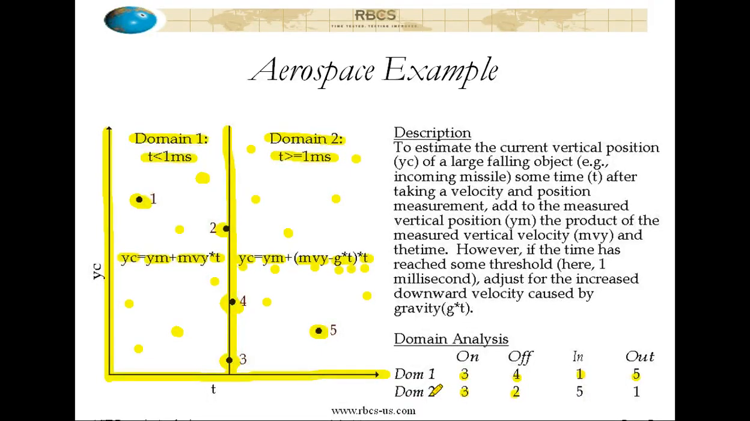The on and the in values are. Or, well, might be. I'll get back to that in a second. Certainly the in value is. Now, when I say the on value might be, well, let's take a look at domain 1 versus domain 2. You'll notice we use 3, same value. It's like, well, which domain is it part of? Well, it's part of domain 2 because T is greater than or equal to 1 millisecond, and the T value for 3 is 1 millisecond.